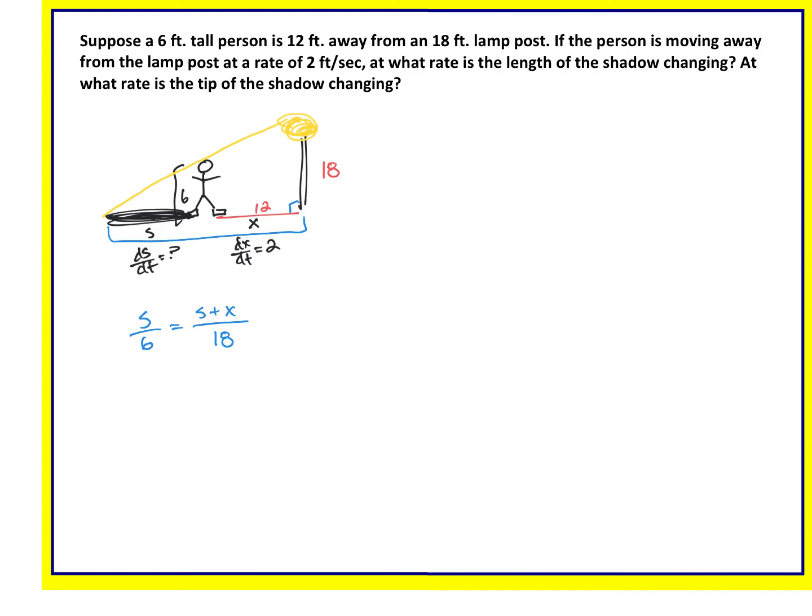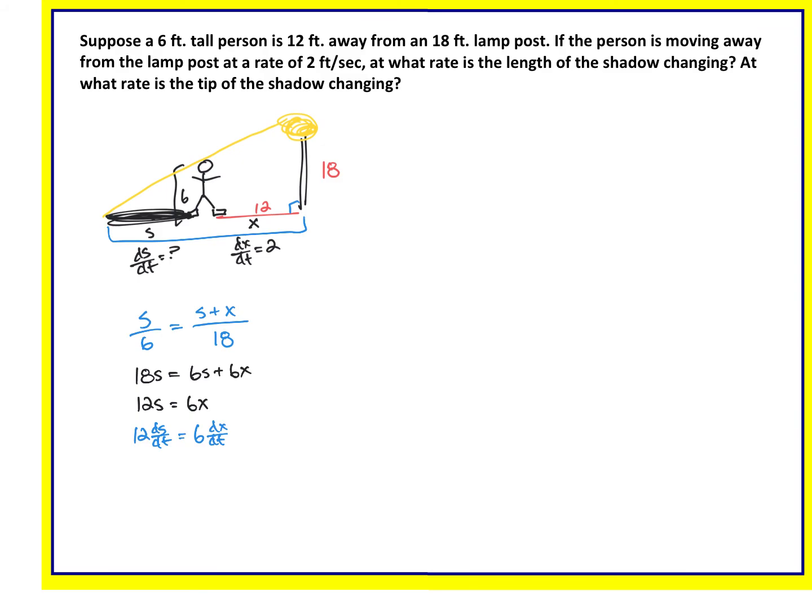So now we end up with 18s is equal to 6s plus 6x. I personally would subtract 6s. So now we have 12s is equal to 6x. Now guess what? We're going to take a derivative. Not substitute in, that won't get us anywhere. So now we end up with 12 ds/dt is equal to 6 dx/dt.